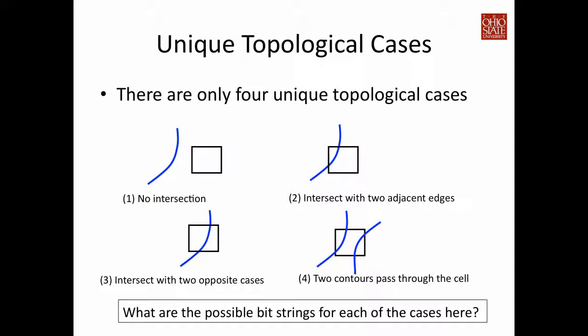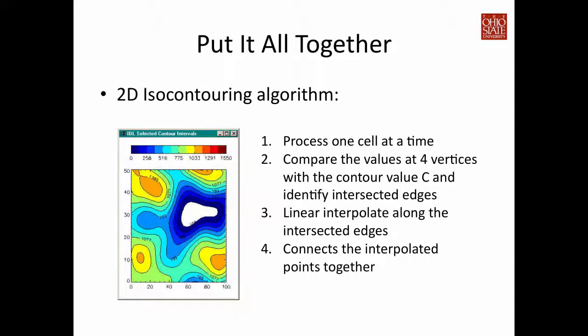And again, you can imagine because there are 2 pairs of the corner that's possible, so they are corresponding to 2 different cases, but they look the same topologically speaking. So I want you to think about, for each of these topological cases here, what are the possible bit strings mapped to the cases. So now let's put everything together.